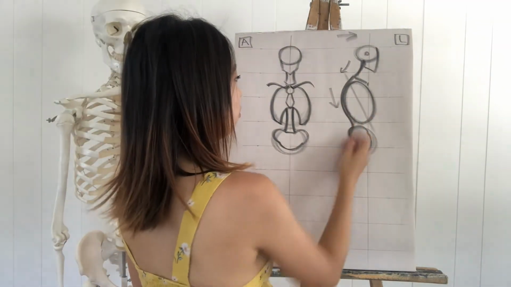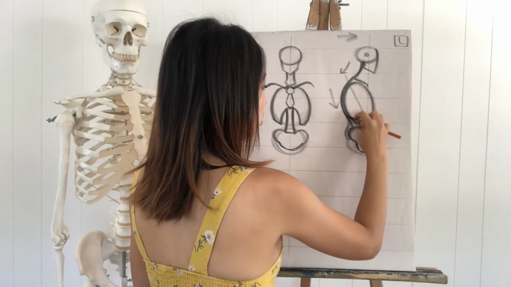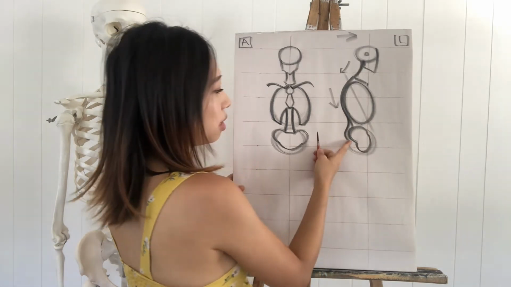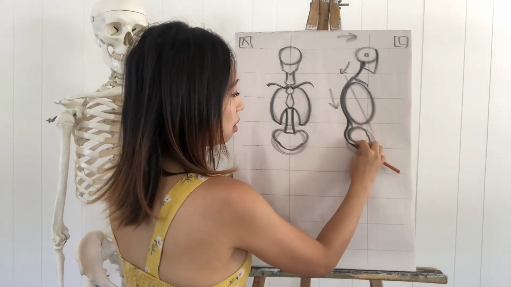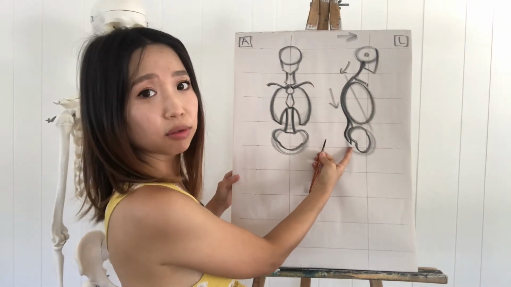And for the lateral view, you're just gonna create another curve along with the Mickey Mouse ear. And this is going to be your tailbone right here.